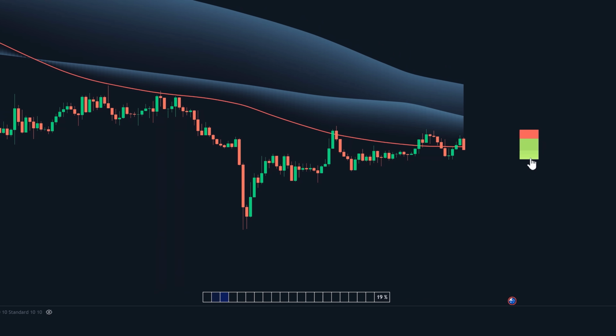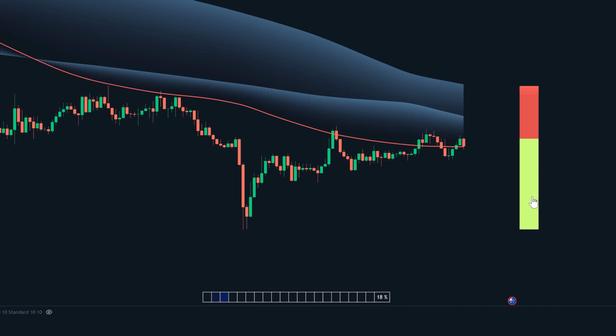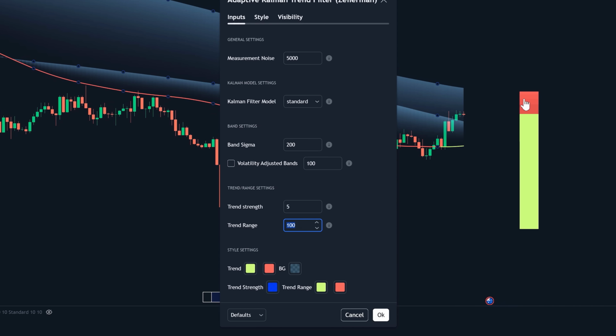And of course, if you want to capture longer-term trends in the market, you can change this number to something like 100. So you're basically going to be evaluating the trend over the past 100 candles. As you can see, changing this number also changes the calculations of the trend range. Also, I don't like this bright color, so I'm going to change it to a normal green color.